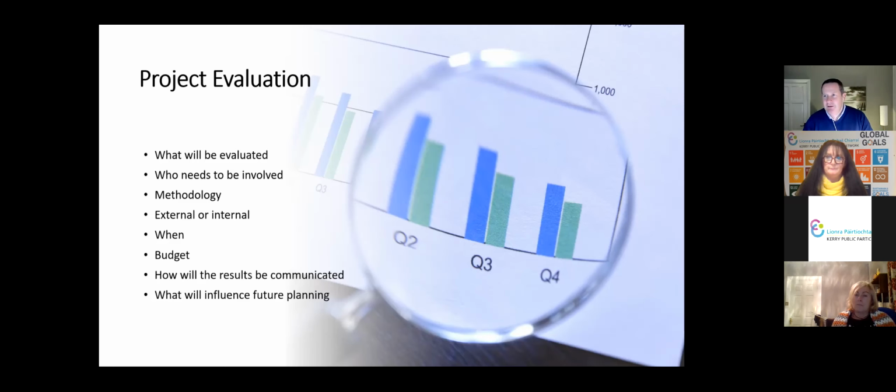€1,000 a day, roughly, is what it costs to keep someone in care. So that's €7,000 a week, as opposed to providing maybe a couple of hundred euro to keep this guy on a bus once a week. That's what we talk about with evaluation. So what needs to be evaluated? Who needs to be involved? How do you do it?